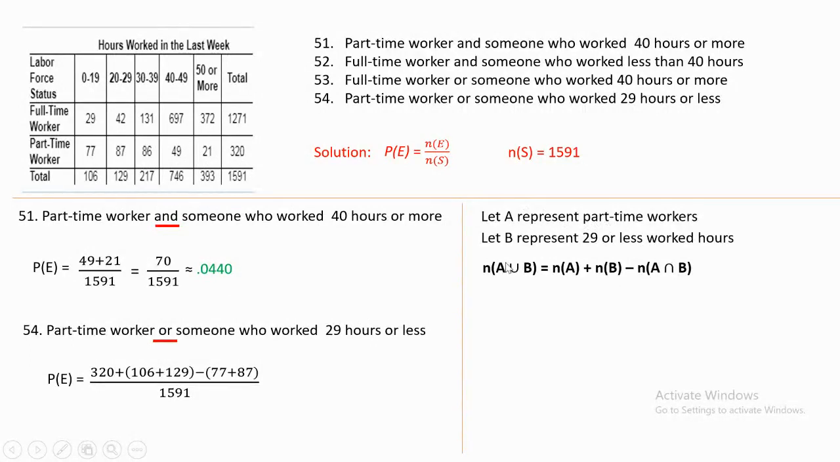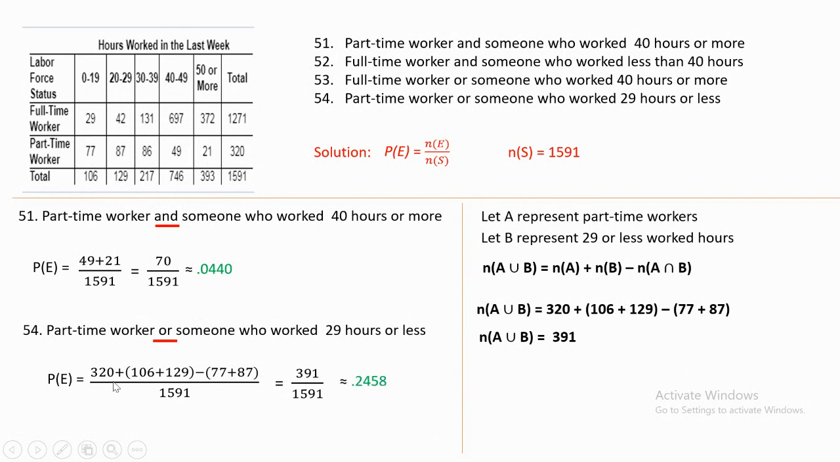So we let A represent part-time workers and let B represent 20 hours or less. For part-time workers, it's going to be 320. For 20 hours or less will be 106 and 129, but minus, because these two, we don't count them again, because they're already counted here with the 320. So that's why it's going to be 391. And if we add 320 plus 42 plus 29, it gives us the same result, 391. So again, we simplify it. It's going to be 0.2458.